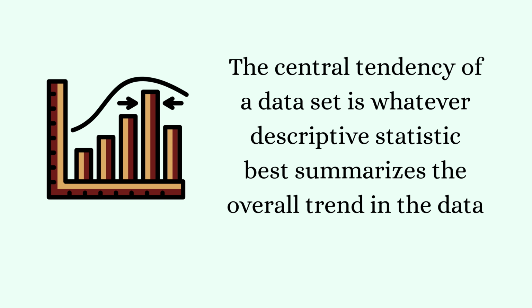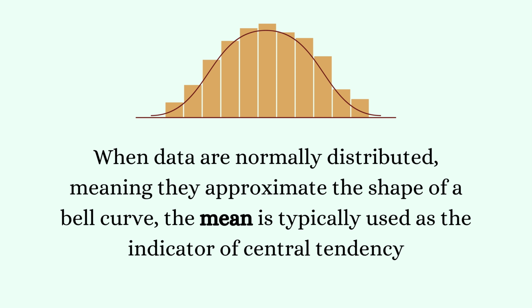The central tendency of a data set is the descriptive statistic that best summarizes the overall trend in the data. When data are normally distributed, the most common representation of central tendency is the mean. When data aren't normally distributed, the central tendency is often represented by the median of the data set. We'll be discussing the difference between mean and median and when each one is used in a future video. For now, we're just going to focus on the mean.